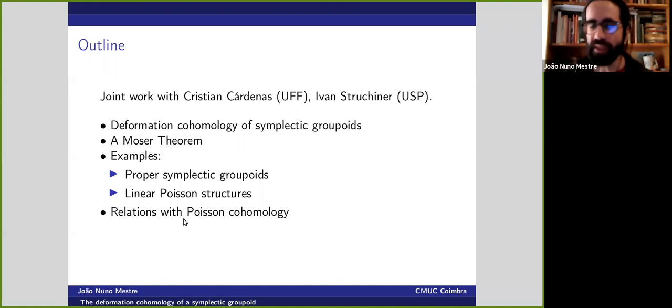As a small warning for the people who might have seen a different version of this talk some time ago, this is quite different because we changed our approach to the cohomology, so the definitions will be different, results slightly different, and I think reasonably better.